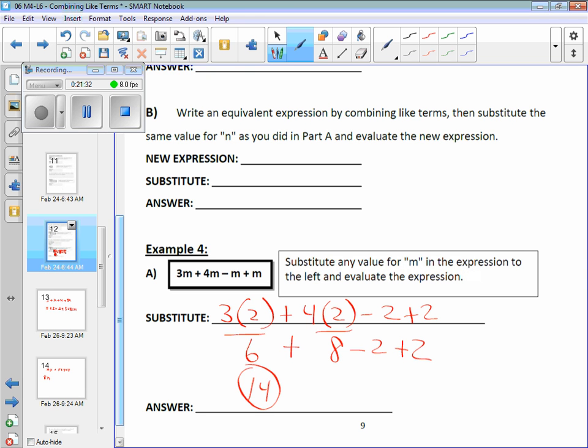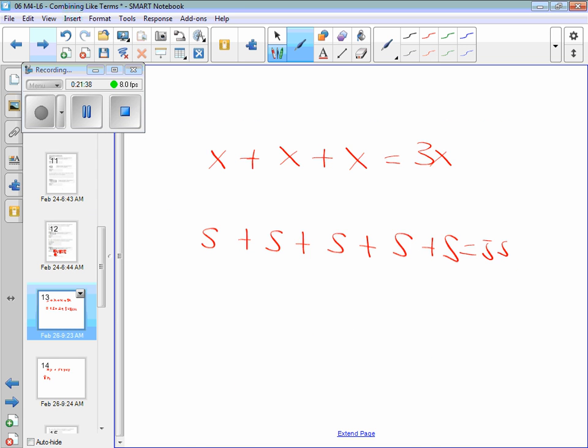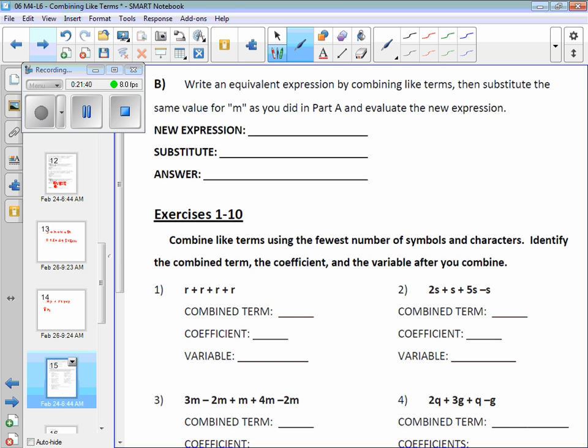Let's see if it works. What should my answer be according to my last example? When you added all those m's together, what'd you get? I should get 14 is my answer, right? What do I substitute in for m? We prove by substitution, always. We plug in a 2. That's what we did last time, and what do you get? And it works. So my new equivalent expression for that big long one is now 7m.